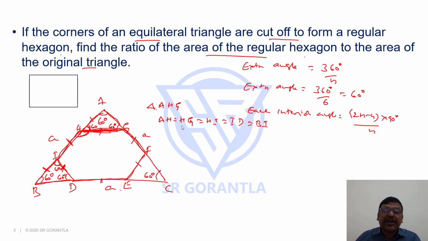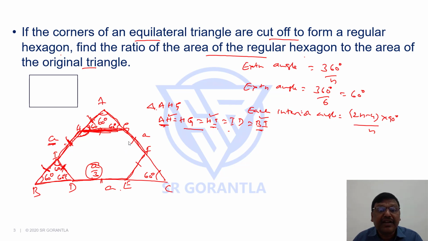If you observe this, AH is equal to HG because it's an equilateral triangle. HG is equal to HI because it is part of the hexagon. Similarly, HI is equal to ID because they are also sides of the hexagon. ID equals IB because they are sides of an equilateral triangle. From this, what I can say, AH equals HI equals BI, which means these three are equal parts. We assumed the side of the equilateral triangle as A, so hence the side of this hexagon is going to be A by 3. Side of hexagon is A by 3.